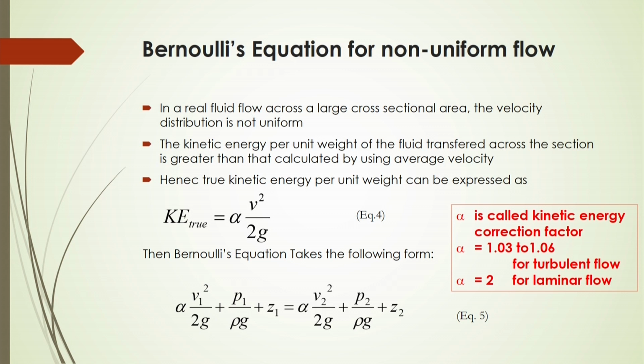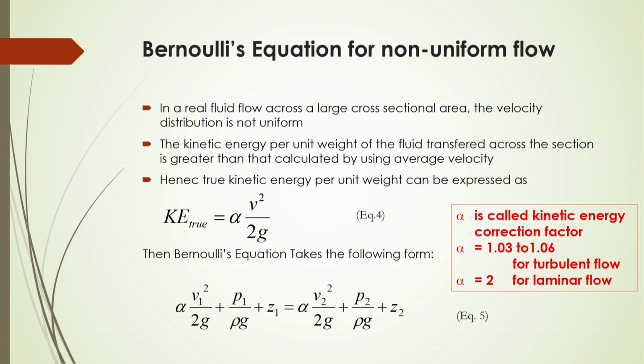In that case you have to consider the energy loss during the flow and represent the actual true kinetic energy in the flow, based on which you calculate all the parameters of the flow measuring system, like the flow meter and other things. The kinetic energy per unit weight of the fluid transferred across the section will be greater than that calculated using the average velocity.